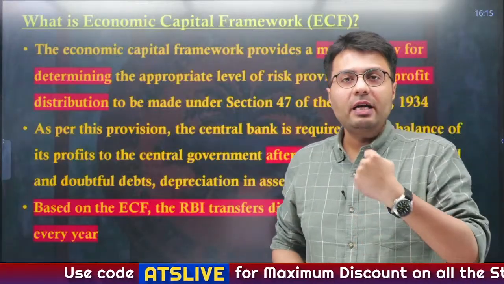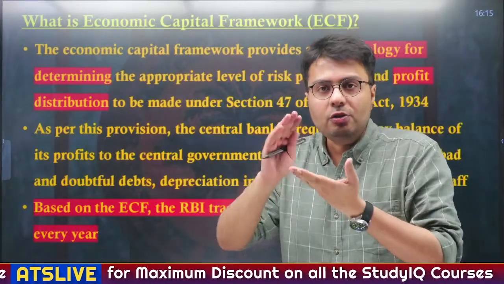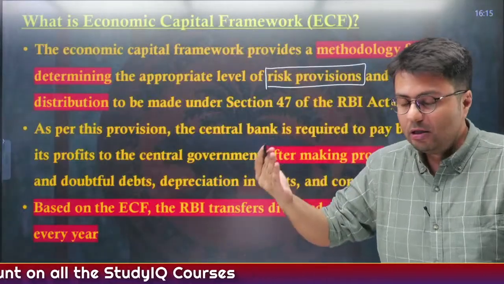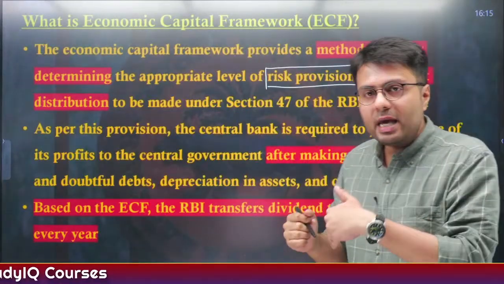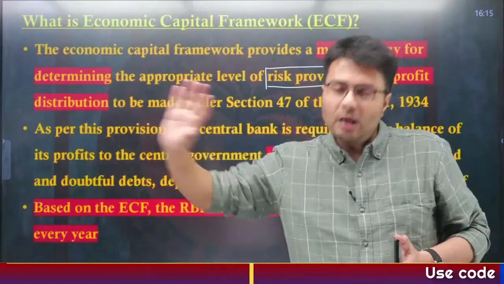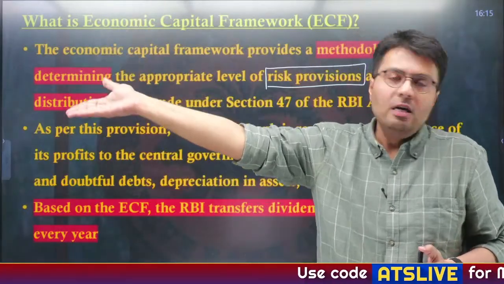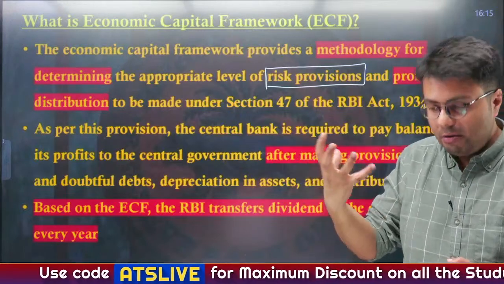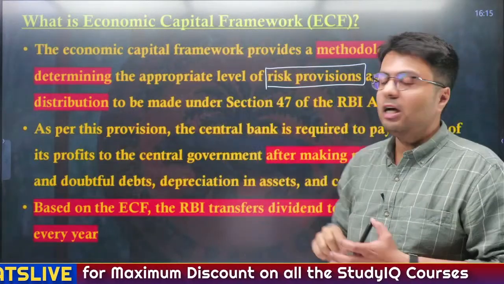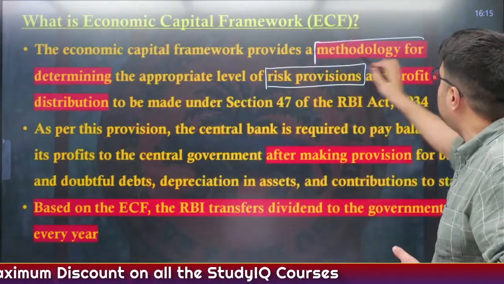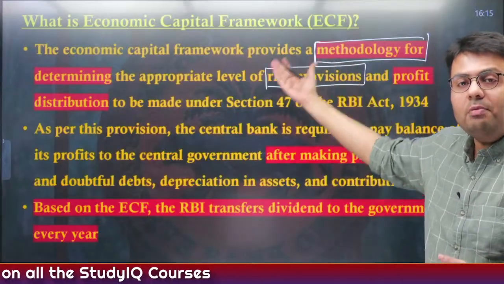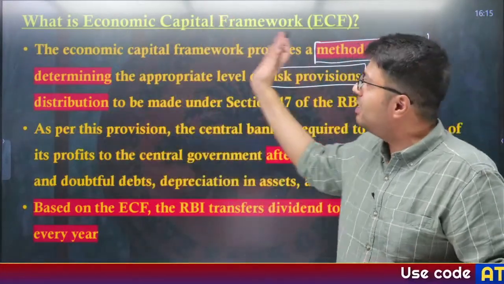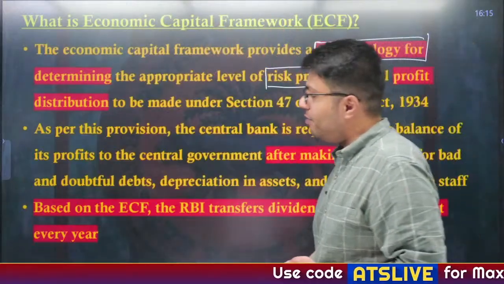The economic capital framework is basically the formula based on which RBI first makes some kind of risk provisions. Of the total amount of profit RBI is making, it keeps some of the profit aside for future purposes. But the rest of the money that RBI is left with, it has to transfer to the government. This formula or methodology to arrive at how much money RBI needs to keep for risk and how much it needs to give to the government is called the economic capital framework.